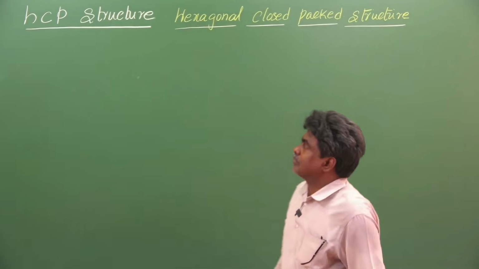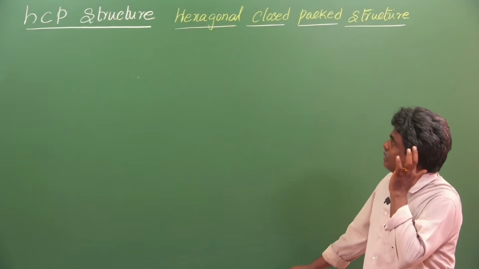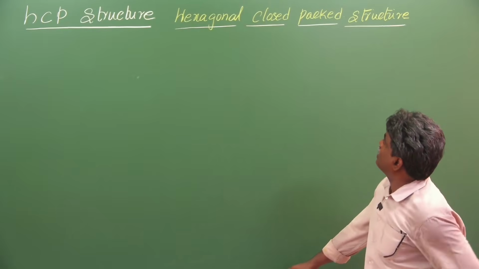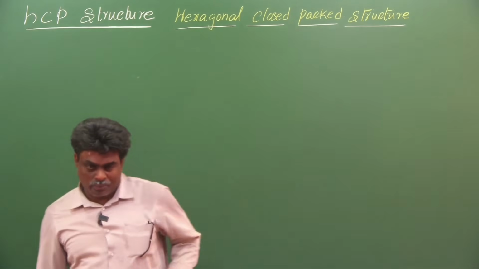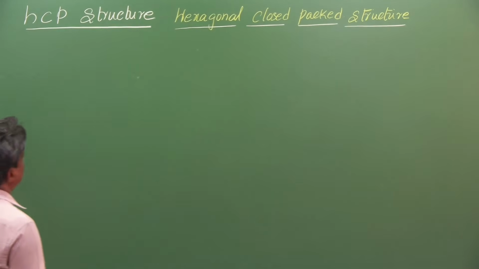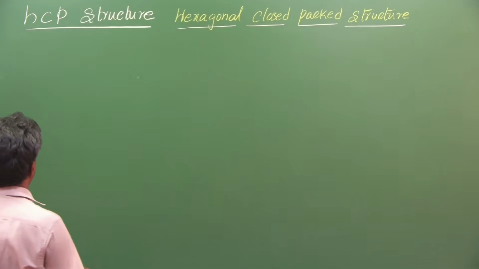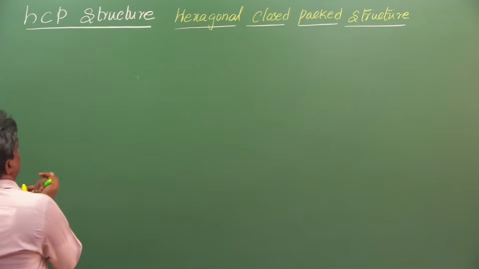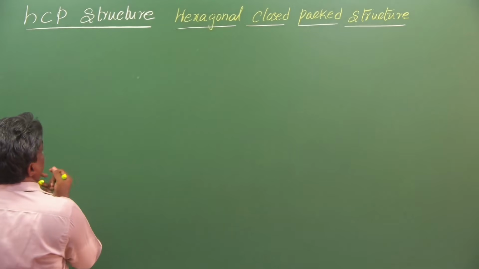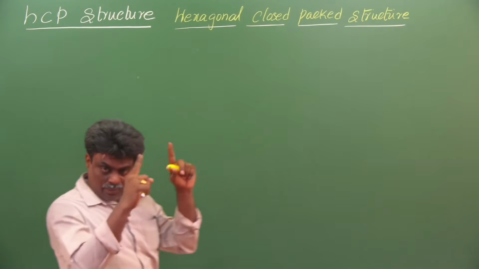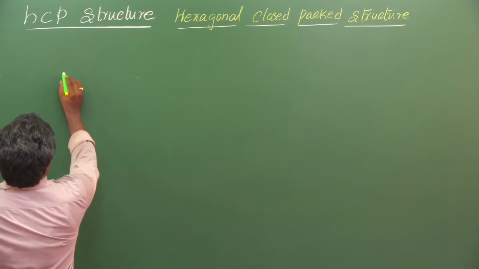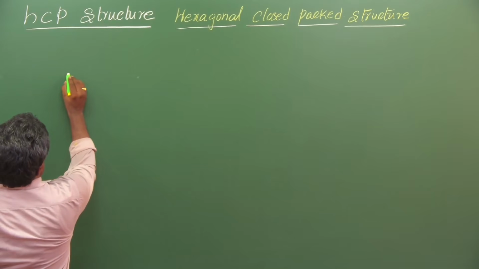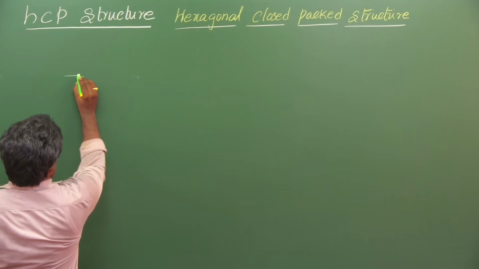Right, next one: HCP structure, hexagonal closed packed structure, or packing structure, whatever it is. Ready? All of you stop. Hexagonal closed packed structure, HCP. Here we first have to draw the unit cell corresponding to the HCP structure. For this, please observe the diagram carefully. Please draw like this, then it is easy.